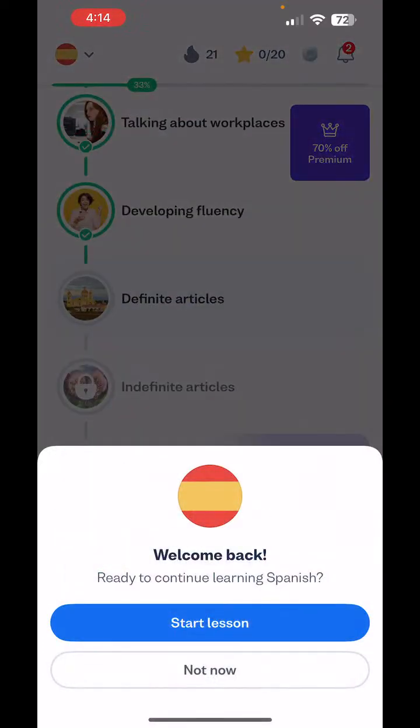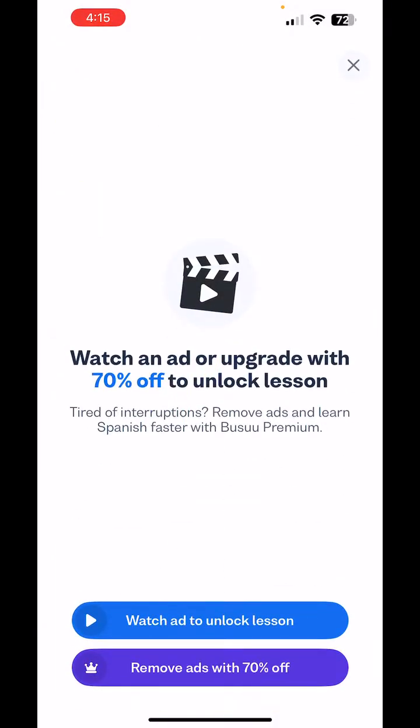I really enjoy learning Spanish on the Busuu app because you really are getting the nitty gritty of the language. So you're not just learning how to speak it, but you're also learning the grammar and the reasons why we use certain words as opposed to others. So it's very interactive, and I like that as well. So let's start our lesson.